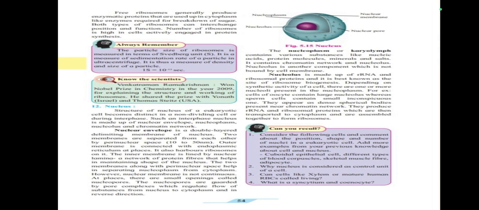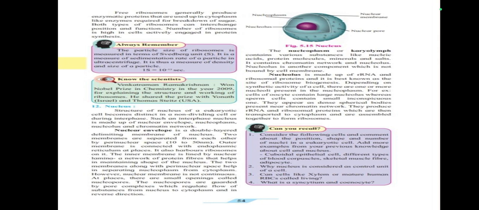The nucleolus is another component which is not bound by a membrane. It is made up of rRNA and ribosomal proteins, and it is best known as the site of ribosome biogenesis. Depending on the synthetic activity of a cell, there are one or more nucleoli present in the nucleoplasm. For example, cells of the oocyte contain a large nucleolus, whereas sperm cells contain a small nucleolus. They appear as dense spherical bodies present near the chromatin network.